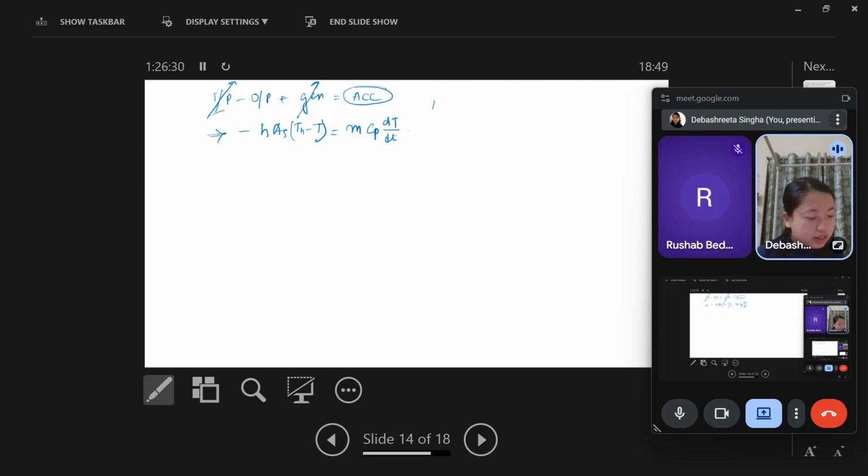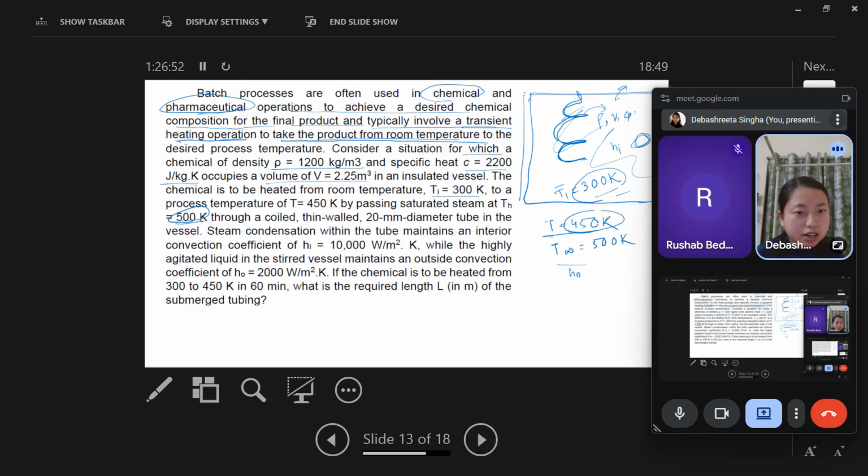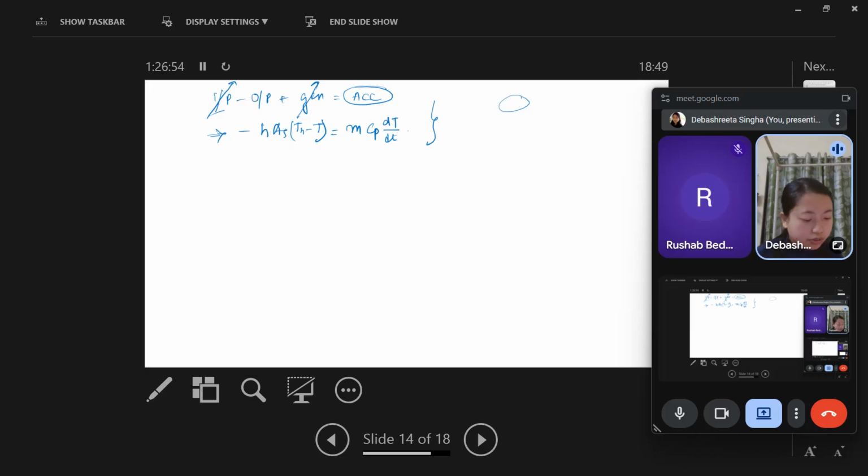So this also gives us the energy balance, that the heat transferred by the coil to the chemical is balanced by the increase in the energy inside the chemical. Okay. So here there are two H, right? One is inside Hi, one is outside Ho. So instead of H, we can also write it as U, the total heat transfer coefficient.